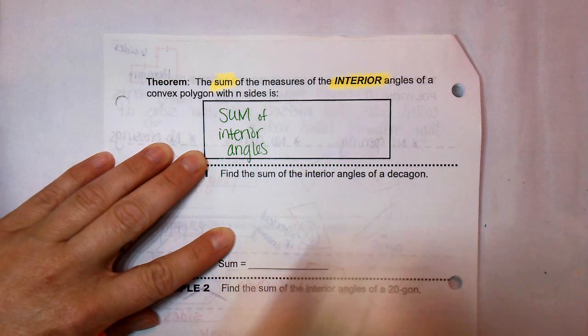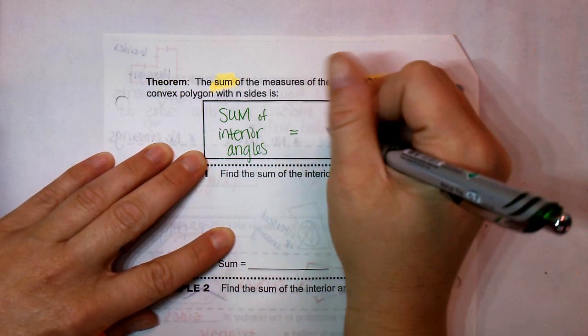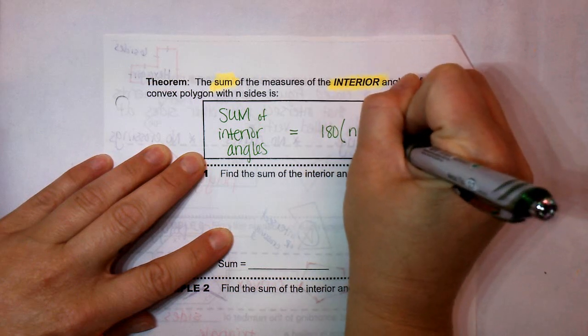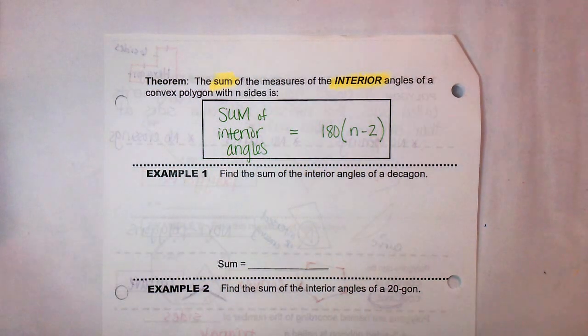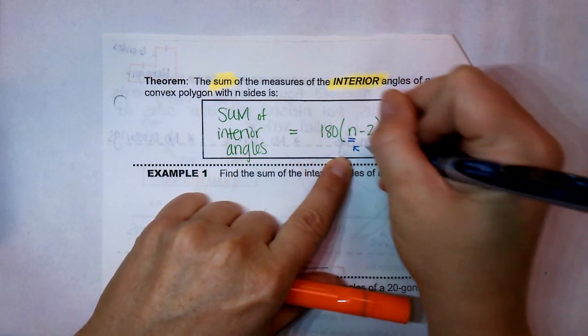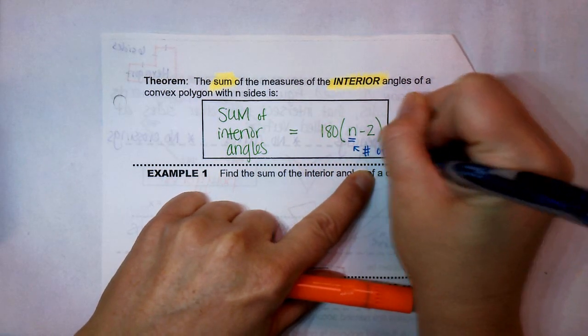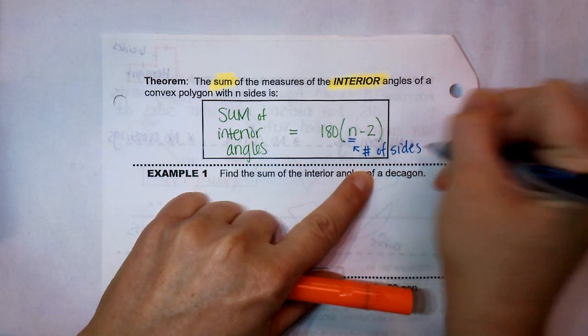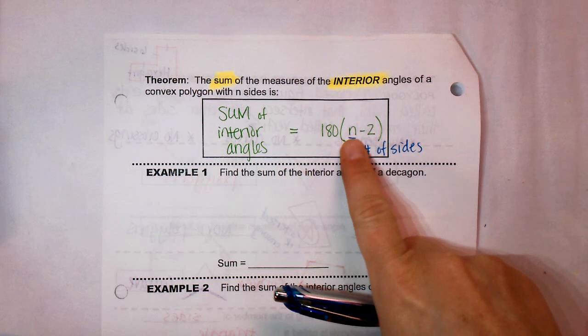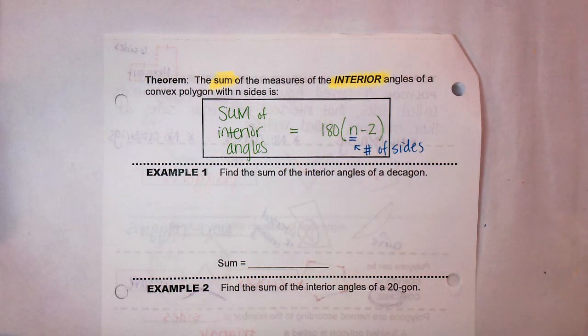The sum of the interior angles. We're going to do 180 times (n minus 2). N is going to represent the number of sides. So if I have 15 sides, I'm going to do 180 times (15 minus 2).